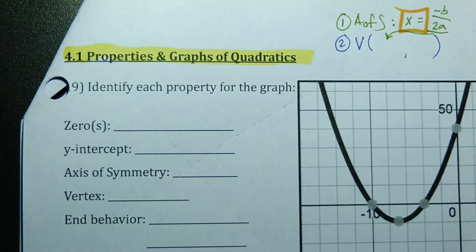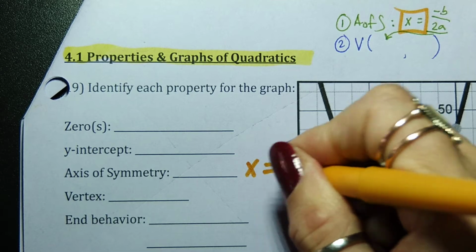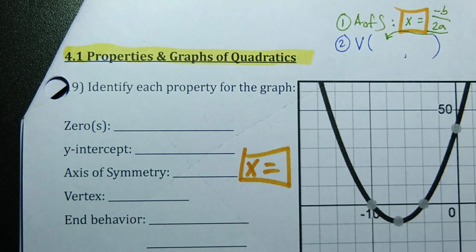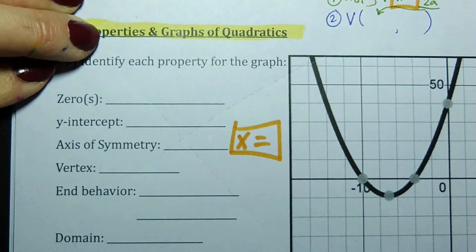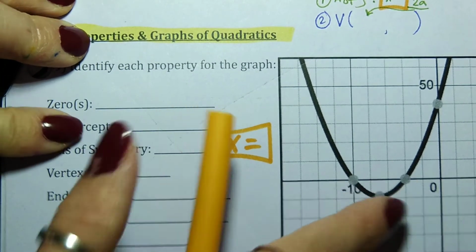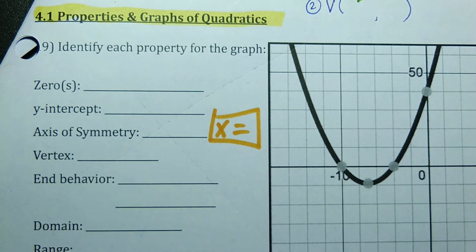Axis of symmetry equation, I'm going to write that again. X equals, the vertex, and behavior notation again. So you have to know that for two sections of the test. So again, making sure you've got that memorized. And then domain and range. Make sure you read your graph scales carefully.